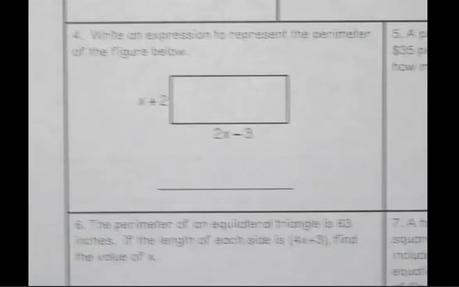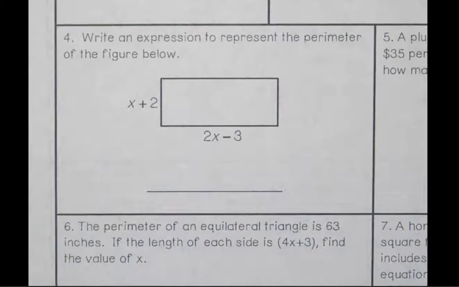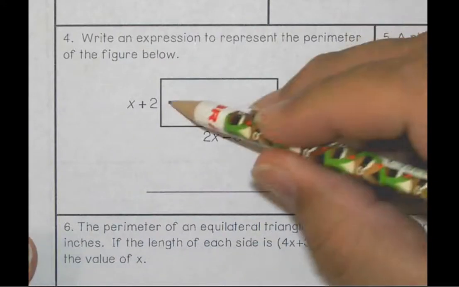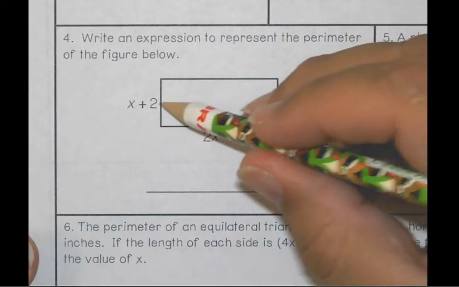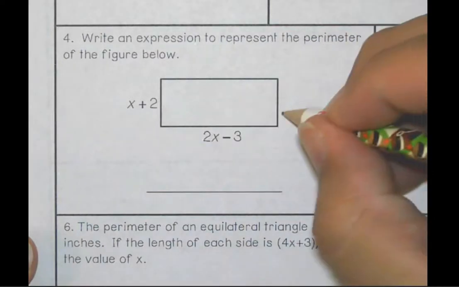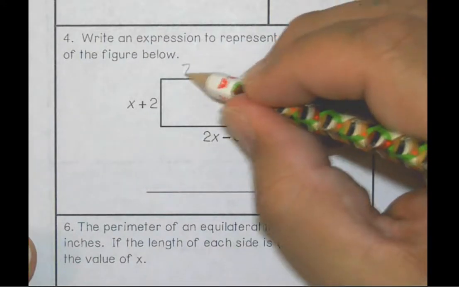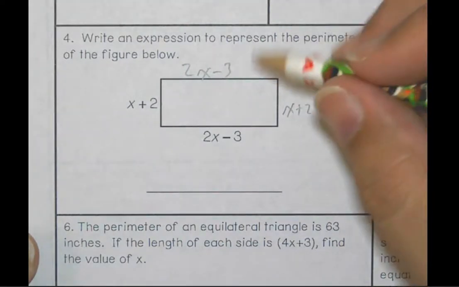For number 4, it says, write an expression to represent the perimeter of the figure below. Since this is a rectangle, or it appears to be, we're going to assume that it is. So if this side is x plus 2, this side will be x plus 2. This side is 2x minus 3, and this will be 2x minus 3. The perimeter is simply the measurement of the distance around the figure.